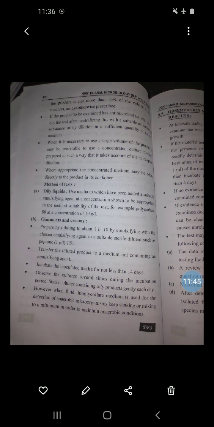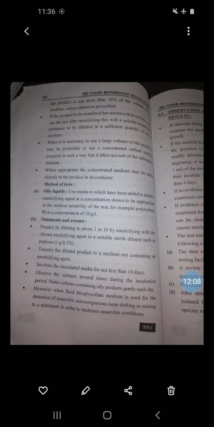Then when it is necessary to use a large volume of the product, it may be preferable to use a concentrated culture medium prepared in such a way that it takes account of subsequent dilutions. Then, where appropriate, the concentrated medium may be added directly to the product in its container.